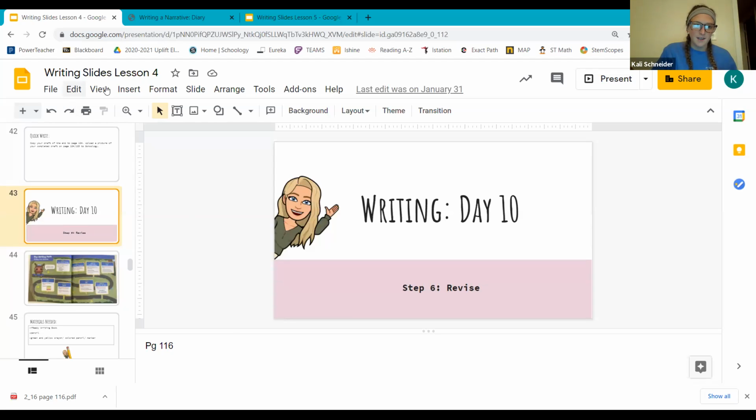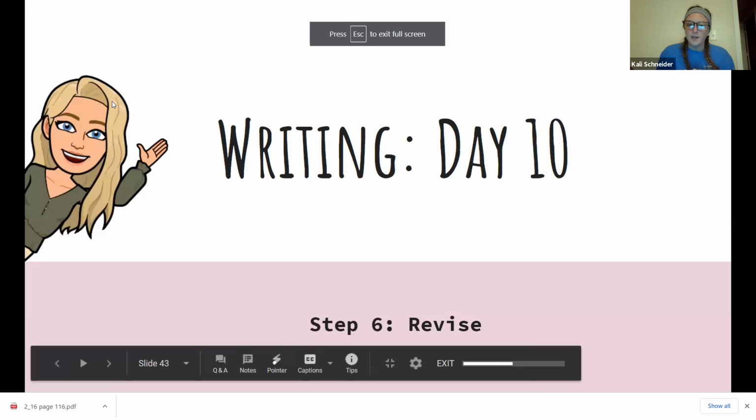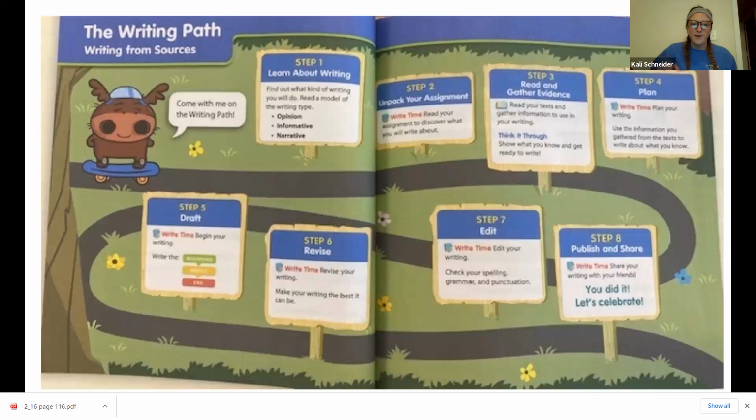So we are on writing day number 10. Day number 10. So we are starting step 6, the revise process. So Herschel has taken us all the way through. You should have completed your beginning, middle, and end.